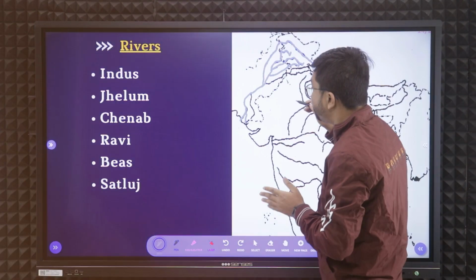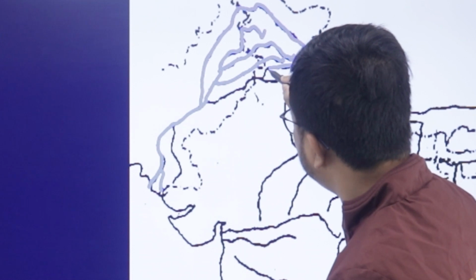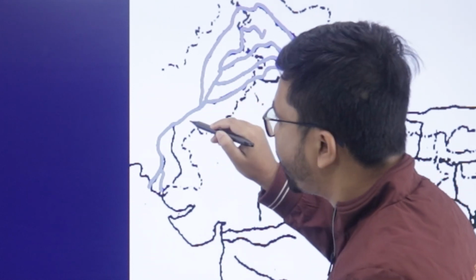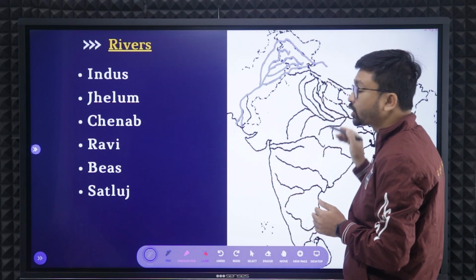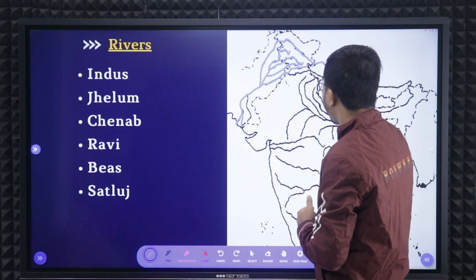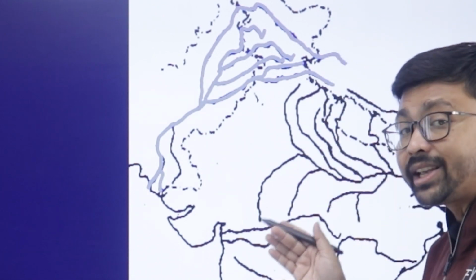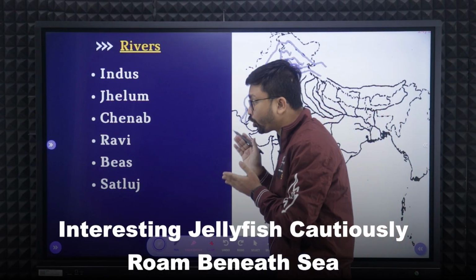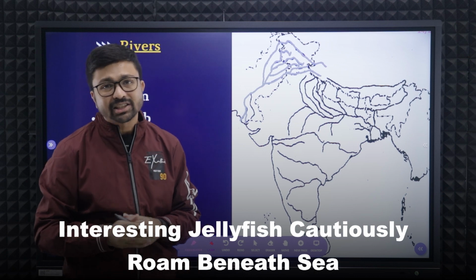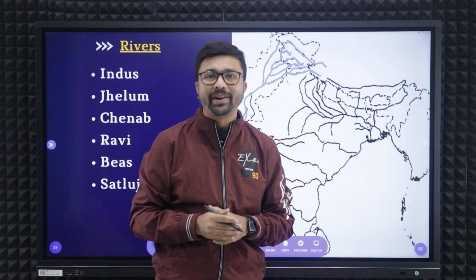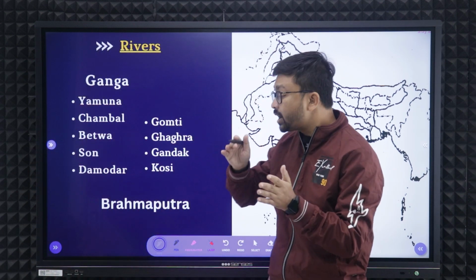Next one is beneath, means Beas. It will start from the Indian part, just at the border of India, and go like this and finish over the Jhelum river. Then the last one is the Satluj. Satluj will start outside India and finish within India along with the Beas river. So: interesting jellyfish consciously roam beneath sea. If you remember that sequence, the river marking for the Indus river and its tributaries will be very easy. Now let's go for the next one, the Ganga and Brahmaputra rivers.